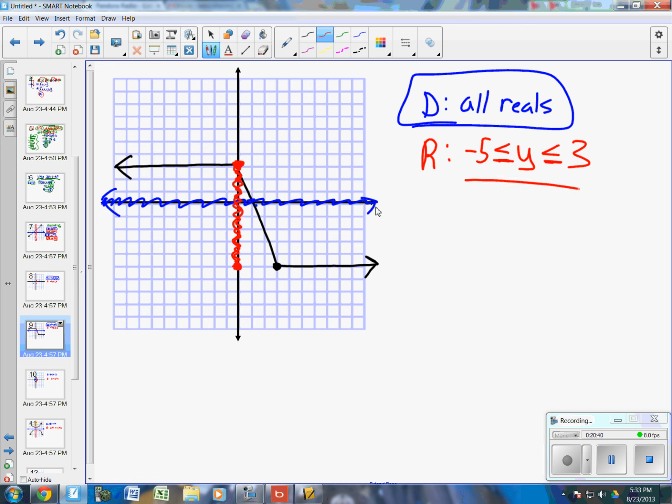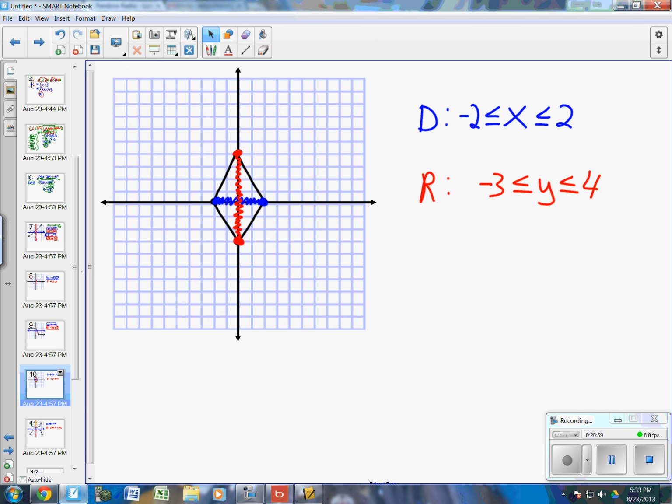Okay, that's how you write it when it's in between something. Put the y in between -5 and 3 and put two less than signs. So it only exists between -5 and 3. Nothing exists above 3 or below -5 on the y-axis. Next one.